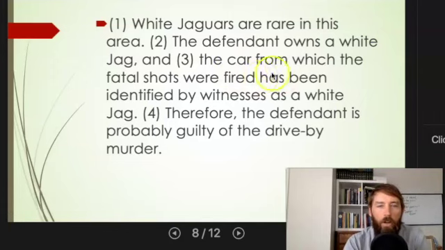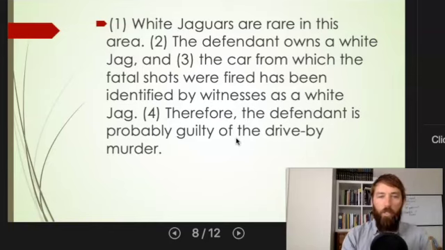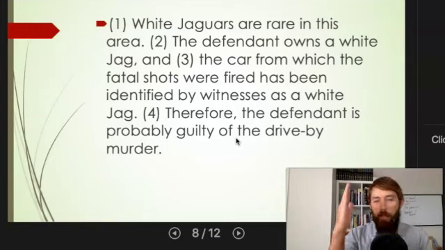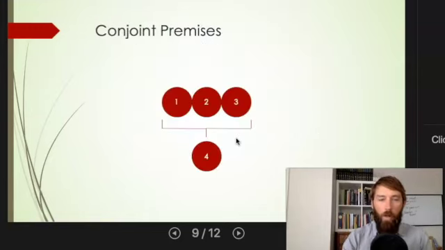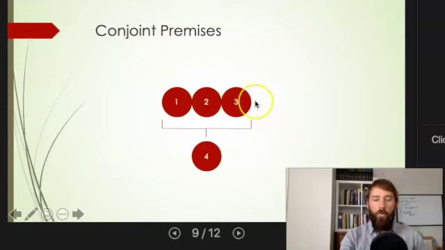And finally, if we leave out number 3, so we've got white Jags are rare, the defendant owns one, but we leave out this bit of evidence, then again, we don't have enough evidence for the conclusion. So what? The defendant owns a white Jag and Jags are rare. That just shows that they're rich. It doesn't show anything about whether or not they committed a drive-by murder. So each of these premises is required in order to support the conclusion. They depend on one another, but they don't depend on one another in the premise-conclusion format. They depend on one another in the conjoined premise format. Because if we left one of these out, then that would destroy or weaken the support that the others give.